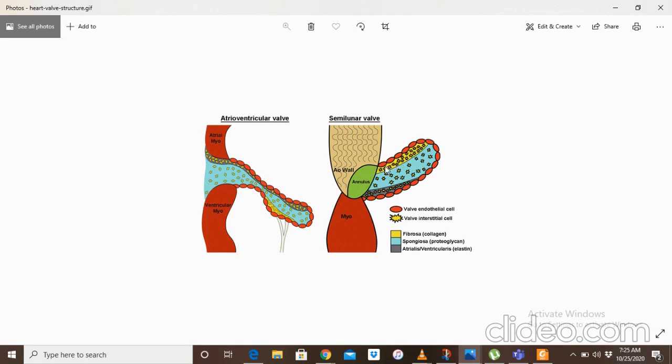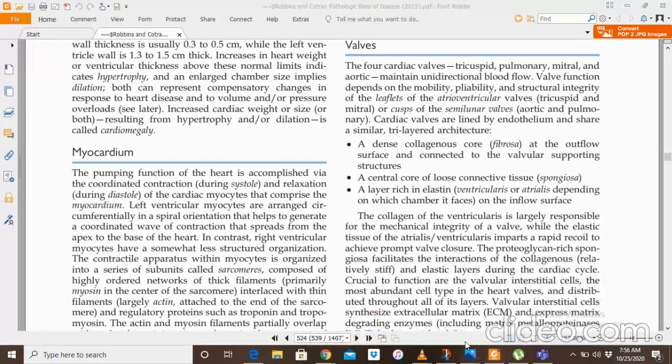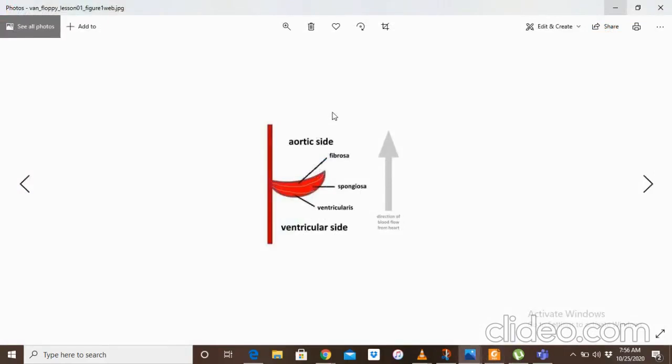And they are saying that it is lined by the endothelium. This red is endothelium. Okay, these valves are lined by the endothelium. This is the simple diagram. So this is the aorta and this is the ventricle. This is the ventricular side and this is the aortic side. Blood is flowing from the ventricle into the aorta. So this is the valve which maintains the unidirectional blood flow. And this valve has the architecture, it has three layers, the ventricularis, not the atrialis. It is facing the ventricle, so it is ventricularis. Then central core called spongiosa, and third is the fibrosa, which is facing the outflow tract.